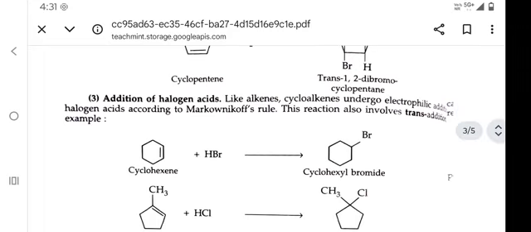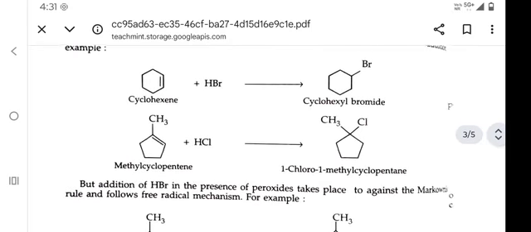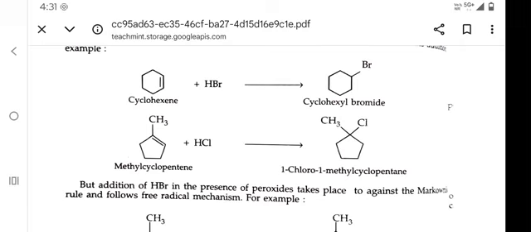Addition of halogen acids. Like alkenes, cycloalkenes undergo electrophilic addition of halogen acid according to Markovnikov's rule. These reactions also involve trans addition. Examples: cyclohexene reacts with HBr to give cyclohexyl bromide. When methyl cyclopentene reacts with HCl, it gives 1-chloro-1-methyl cyclopentane.